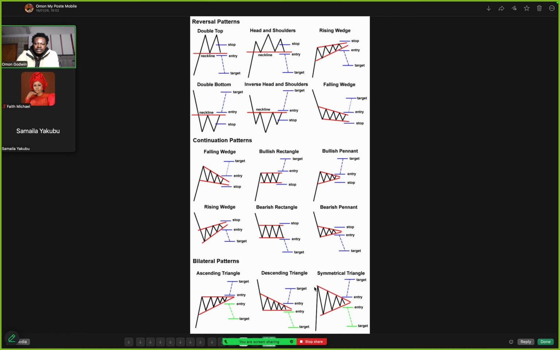Okay, so for example, these six at the top are called reversal patterns. This simply means that the market was buying up, you get to this point, and it forms something we call a double top, which is the first top, the second top, then the market will start selling down. This is a sell market. So you can see the entry position. You put your stop loss here, then your target is here.